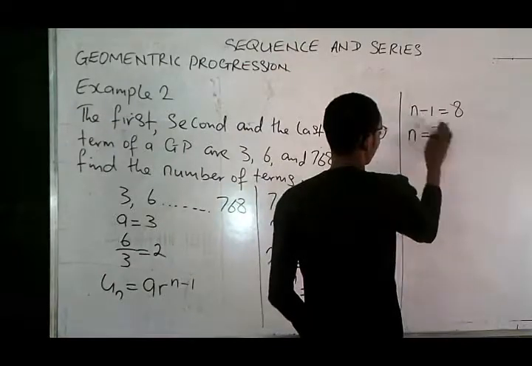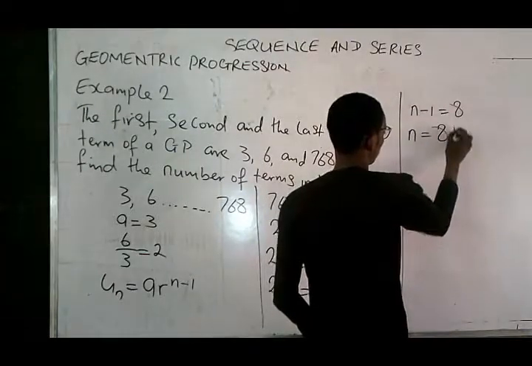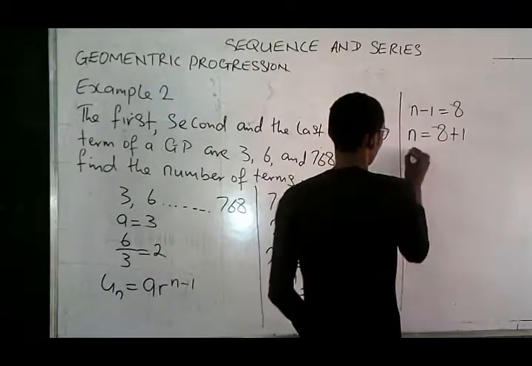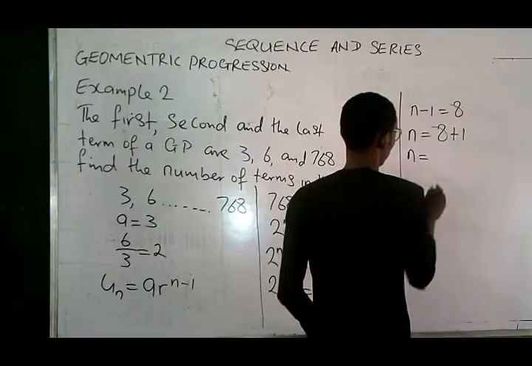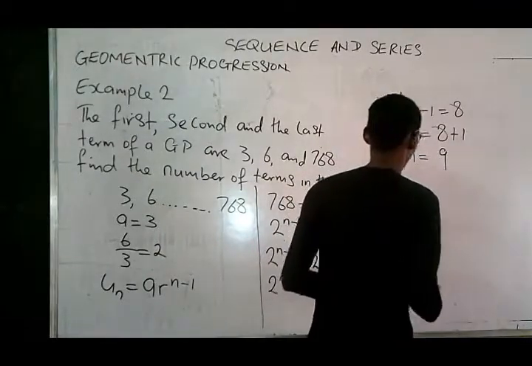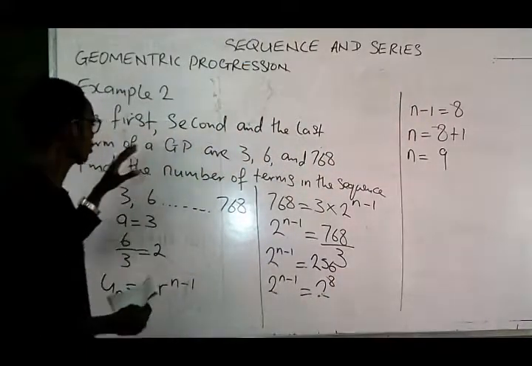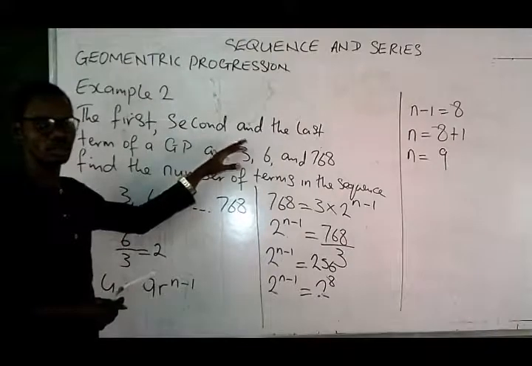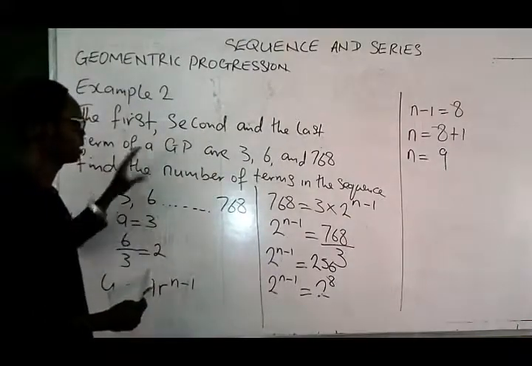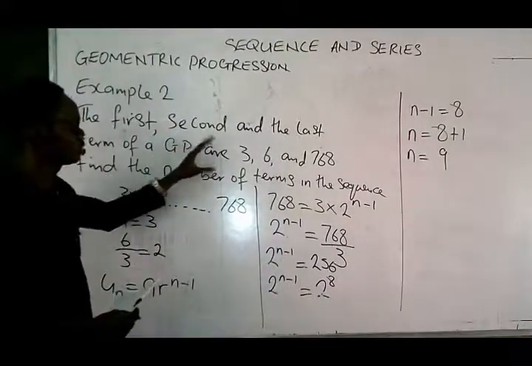Taking this minus 1 across the sign of equality becomes plus 1. n is equal to 8 plus 1, which is equal to 9. So, the number of terms in this sequence is 9. There are 9 terms in this sequence.